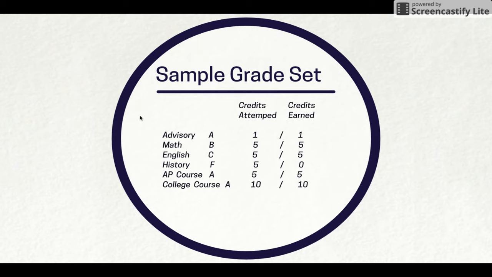So let's take a sample grade set. Now, I know many transcripts will be much longer and have many more grades, but for this demonstration, we'll just look at a sample set. So this student had advisory and received an A with 1 credit, a B in math, a C in English, F in history, A in an AP course, and also an A in a college level course taken at a community college, and resulted in 10 credits.